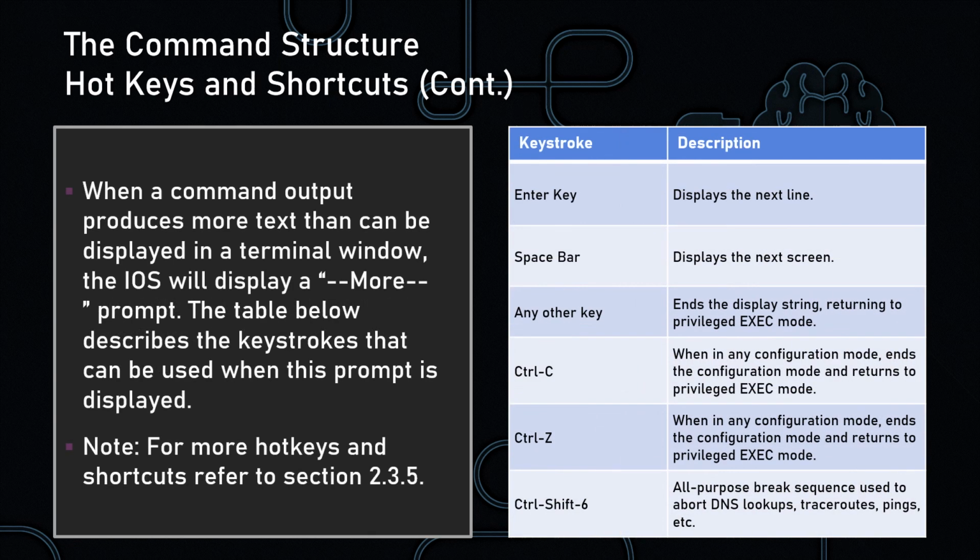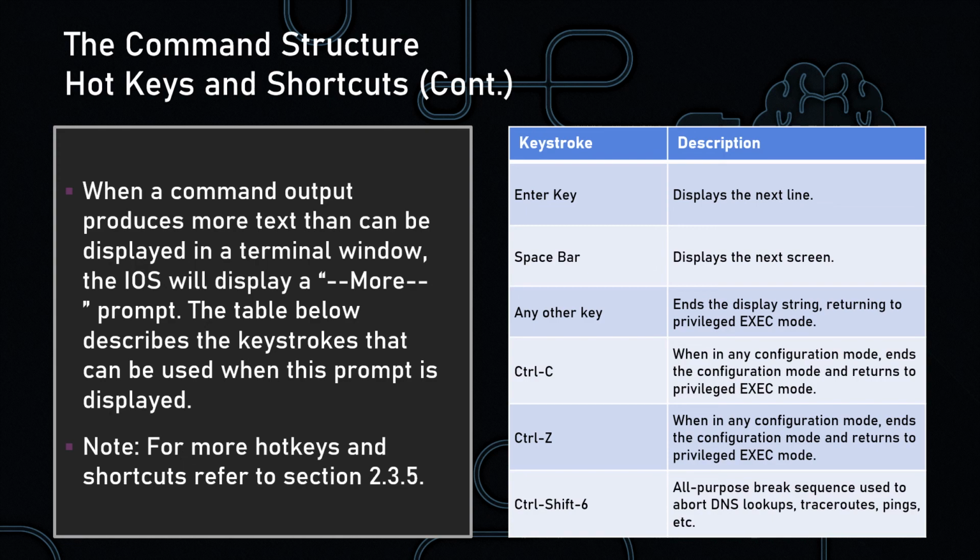When a terminal window contains more text than can be displayed in a single frame, it'll display a more prompt at the bottom. In order to work with this, if you hit enter, it will give you the next line. If you hit space, it will give you the next screen. Think of it as a line return versus a page down. If we hit anything other than enter or space, it will end the display string and jump back into privileged exec.